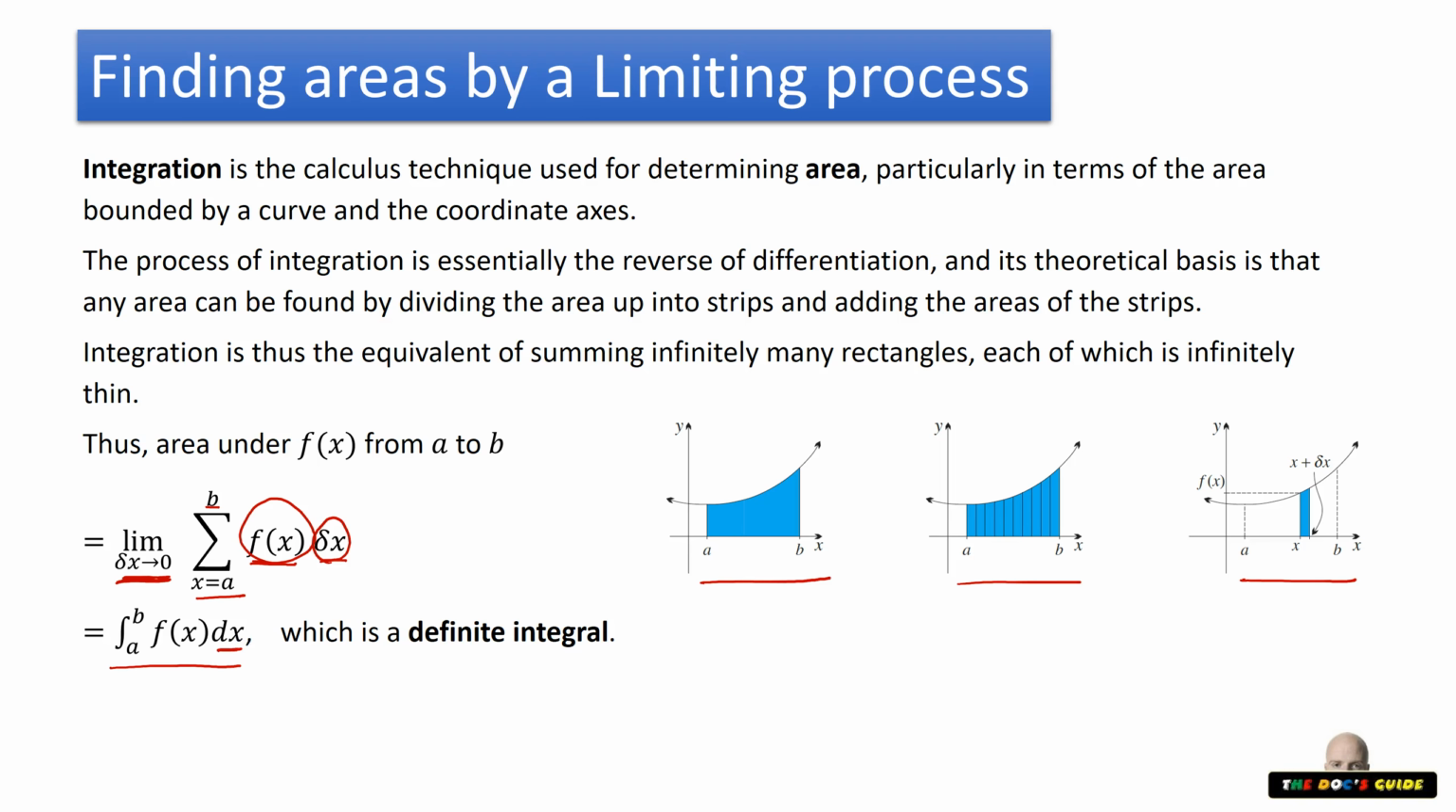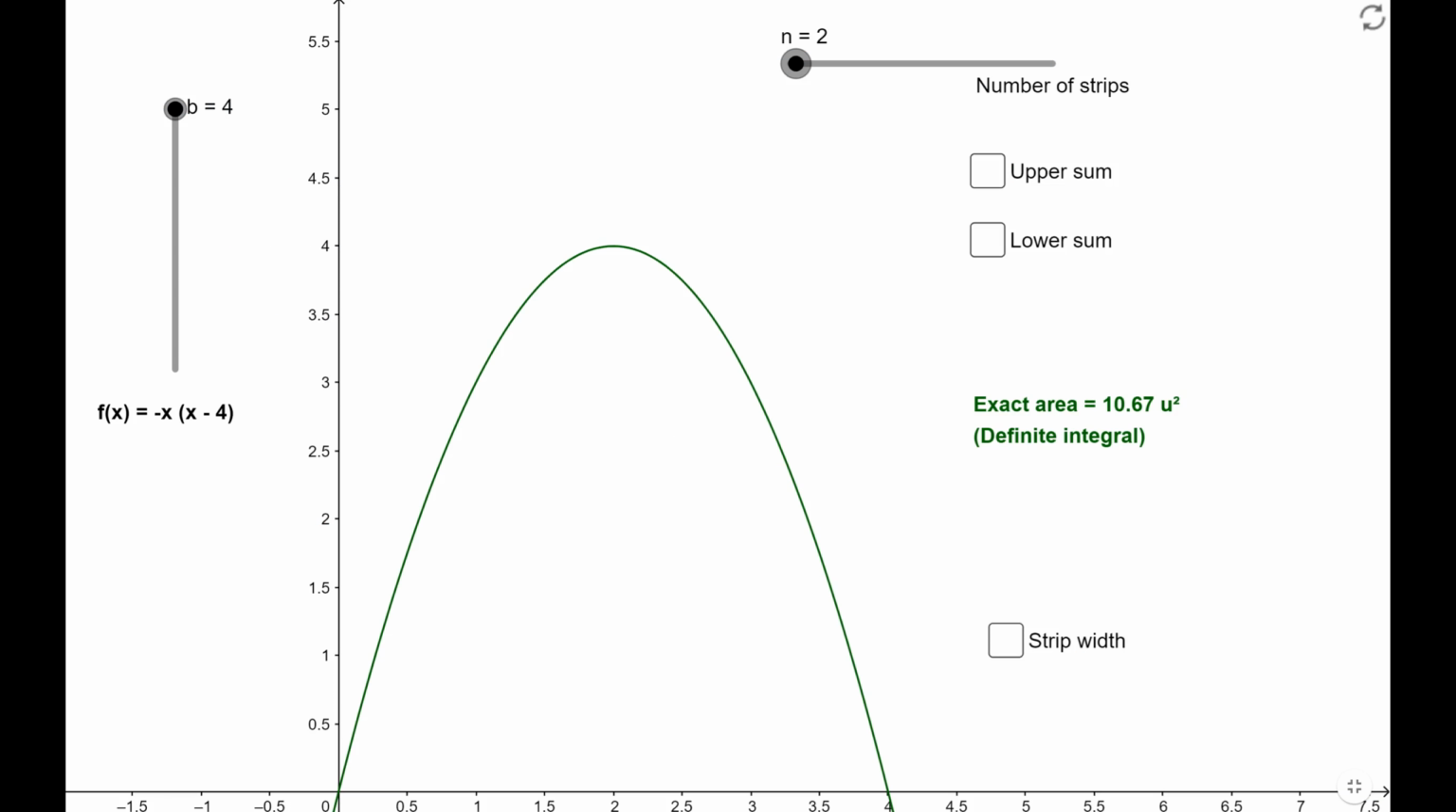Now we'll say much more about all of this later on. But let's have a look at what it means to find area as the sum of rectangles by considering this GeoGebra application. In this application we can see a curve given by minus x times x minus 4. So it's a parabola, concave down, cutting the x-axis at x equals 0 and x equals 4.